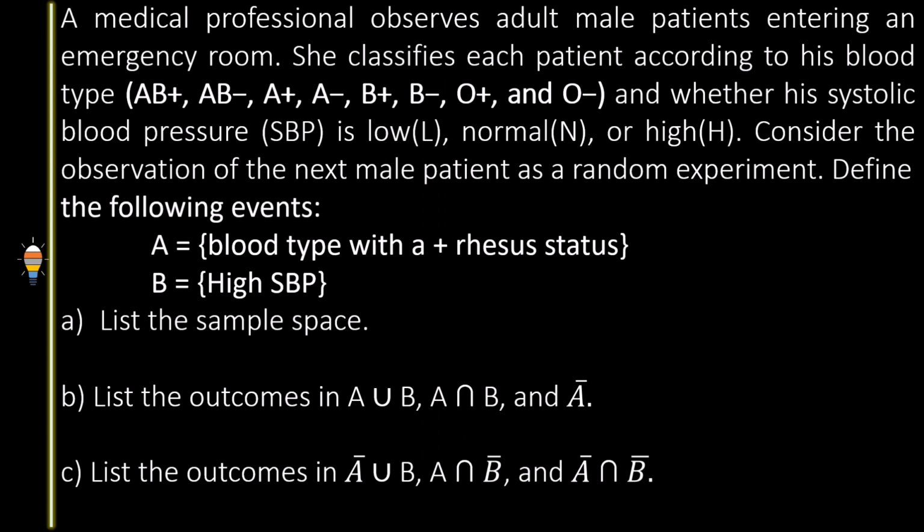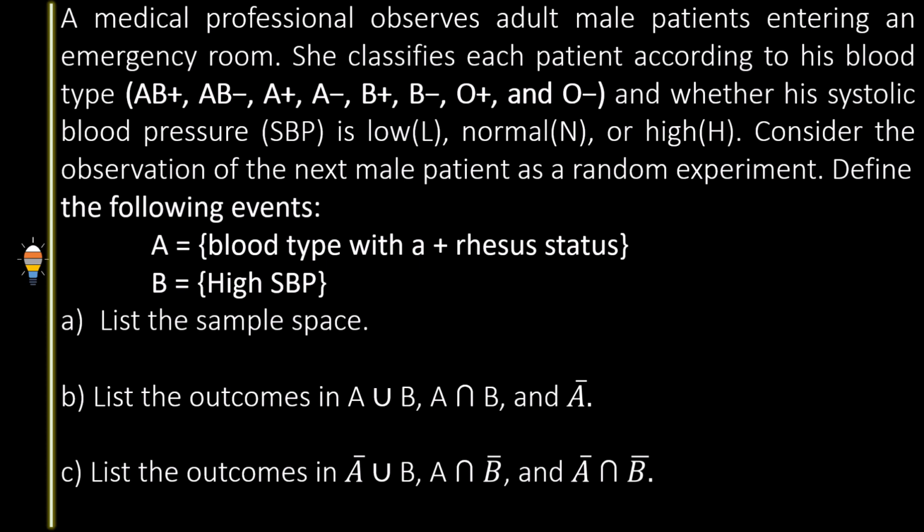A medical professional observes adult male patients entering an emergency room. She classifies each patient according to his blood type and whether his systolic blood pressure is low, normal, or high. Consider the observation of the next male patient as a random experiment. Define the following events. Event A is the positive blood types. Event B is the high blood pressure.